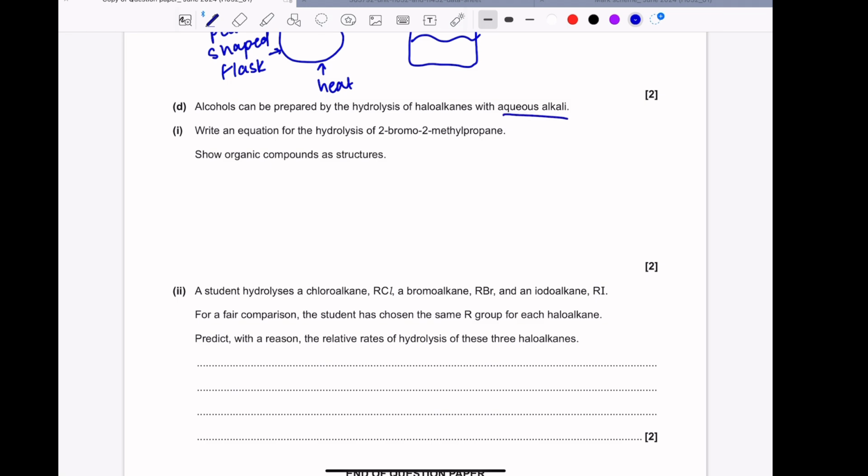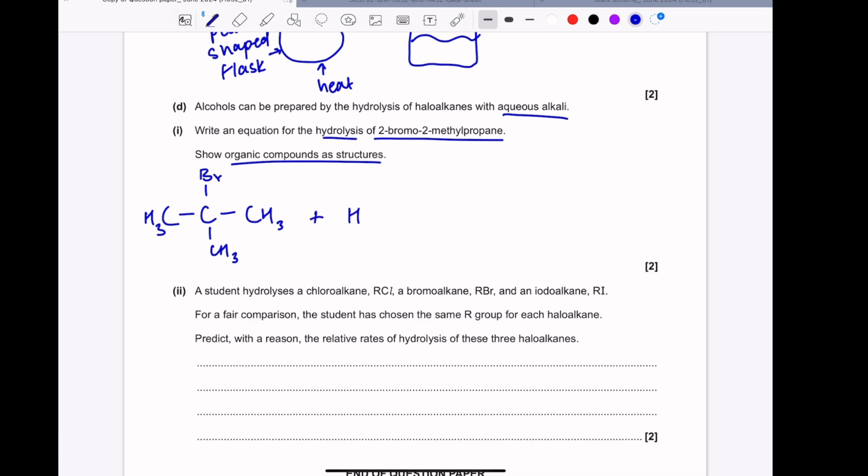Write the equation for the hydrolysis of 2-bromo-2-methylpropane. Show the organic compounds as structures. So I'm assuming you could do displayed formula for this. To stay on the safe side, I believe structural should have been fine, or even skeletal formula. So propane would be 3 carbons. Middle carbon has a bromine and a methyl group. Okay, so this looks like structural, but displayed or skeletal should have also been fine.